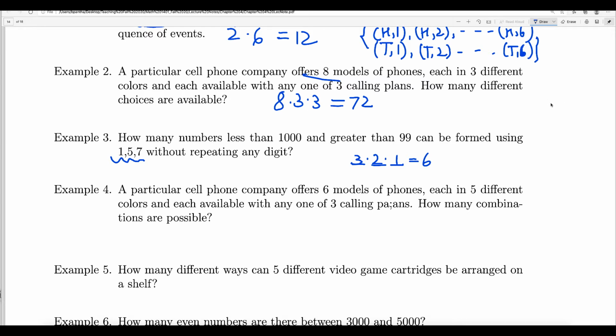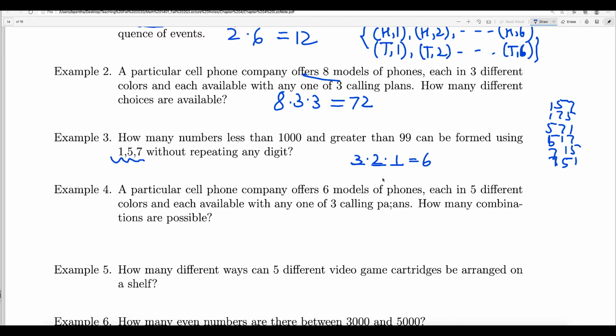Can you list what those are? One is 157, 175, 571, 517, right? And then 715 and 751. See? Without repeating any of these in a single number, these are the only possibilities.